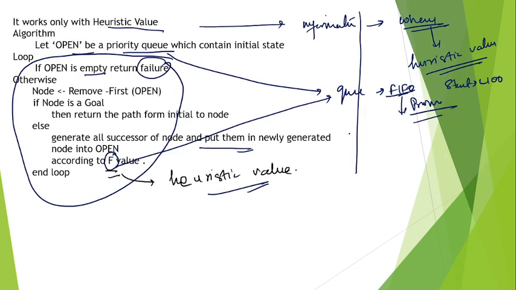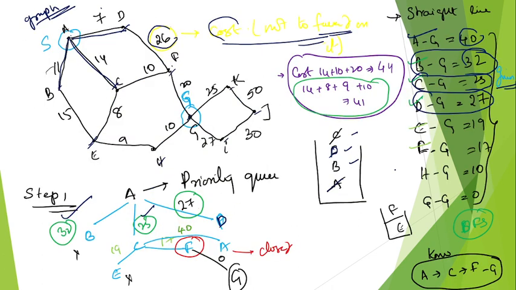Let's move on to this algorithm. Open. If open is empty, return failure; otherwise, whatever node you have put, A. Then generate all the successor nodes and put the newly generated nodes in open in accordance with the F values. So what we have done is we have removed this one and we have taken B, C, D.